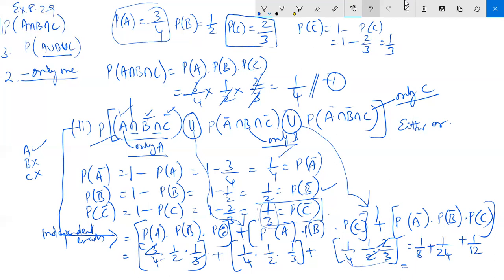LCM. That is equal to, take 24 as LCM. 1 plus 3 plus 2, 3, 4, 5, 6. That is equal to 6 by 24, which is 1 by 4. All right. So the second thing is 1 by 4. First one is 1 by 4.